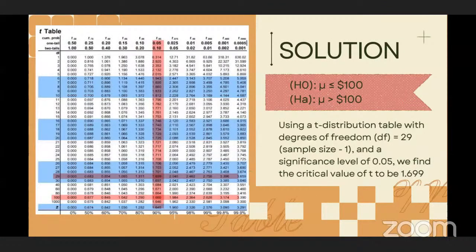So in the solution, using a t distribution table with degrees of freedom, DF, equal to 29, the sample size minus 1, and a significance level of 0.05, we find the critical value of t to be 1.699.